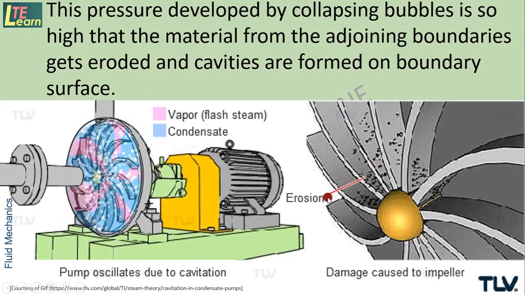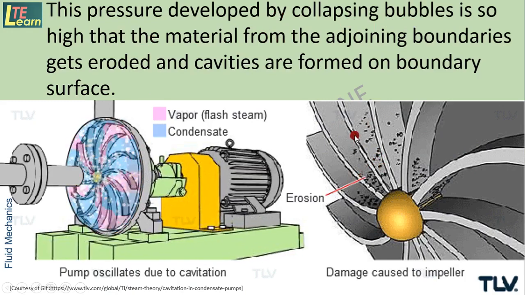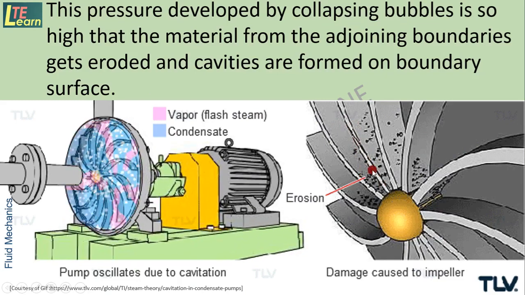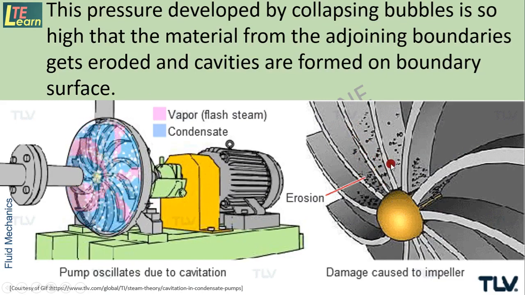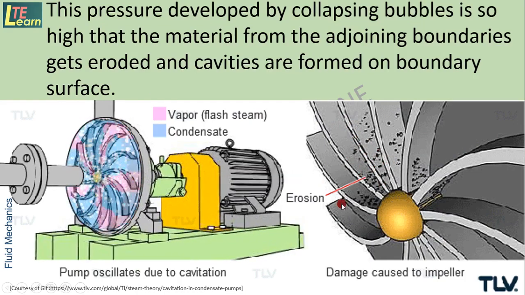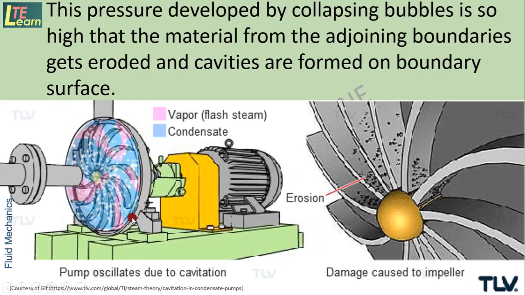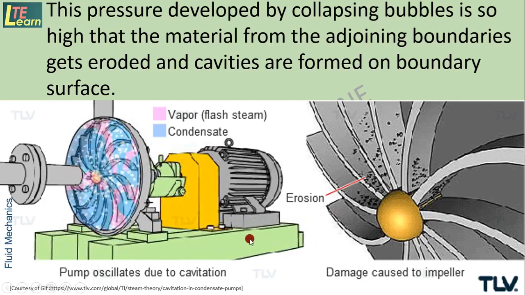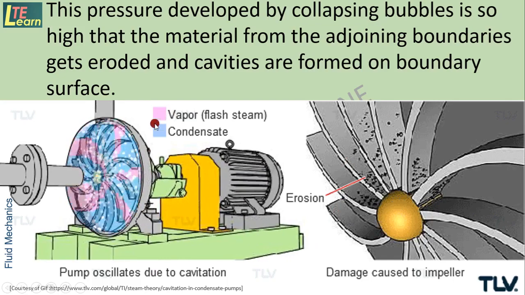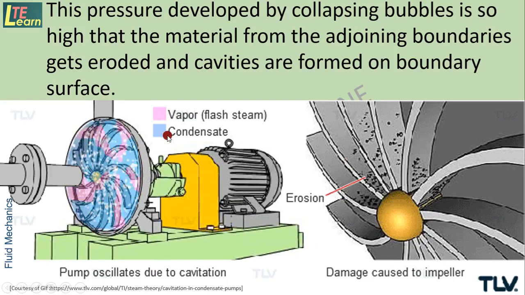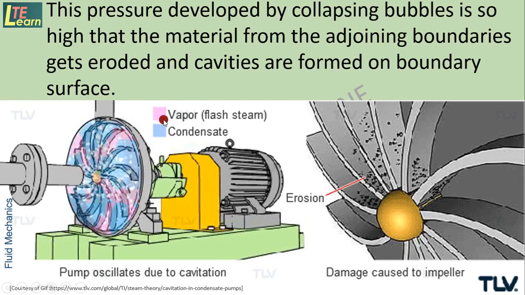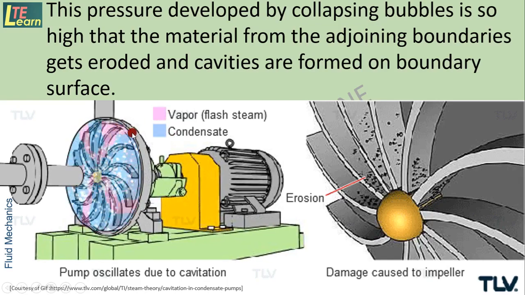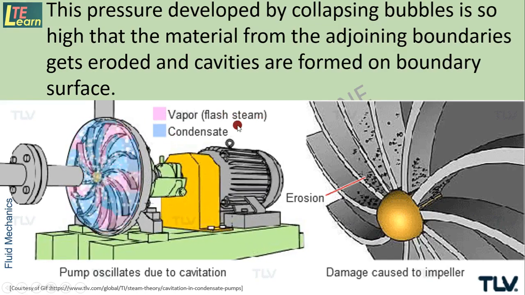So here we find erosion of the surface which is taking place at the impeller blade. By this, cavities are formed on the boundary surface. Now from this clip we can understand how to recognize whether cavitation is taking place in the pump. Here we see inside the pump, the vapor which is formed is shown by this pink color, which is also called flash steam.